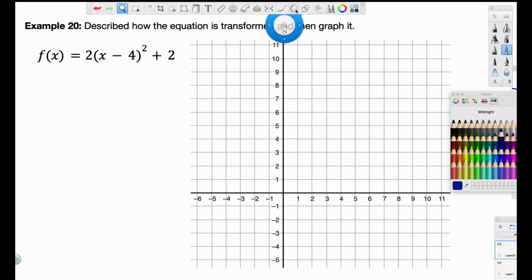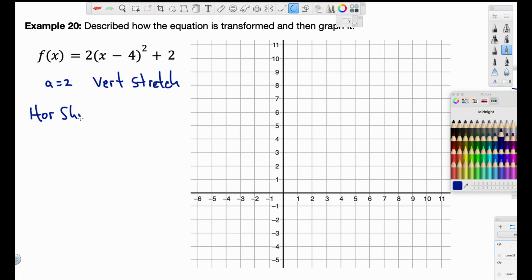Describe how the equation is transformed and graph it. Okay, so a is 2 right here. This is going to be a vertical stretch. We've got a horizontal shift. It's going right 4. Okay, because this is a part right here. And then plus 2 is a vertical shift. We're going up 2 units.